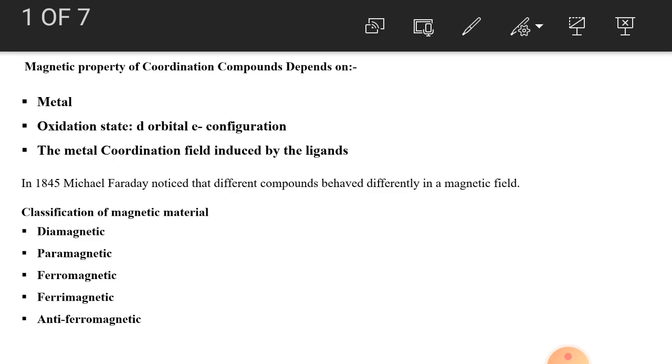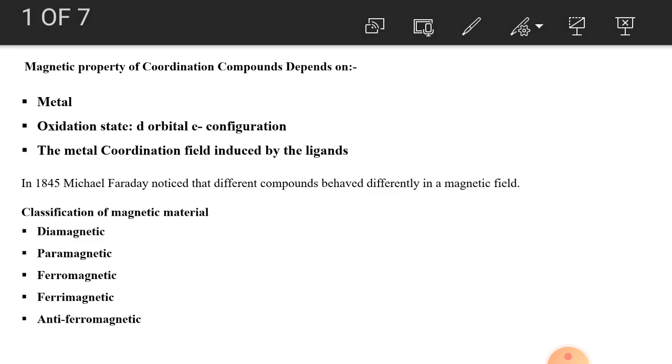the magnetic property, coordination compounds vary depending upon the different types of behavior of the coordination compound. First of all, on the basis of magnetic property, the coordination compounds are classified as diamagnetic, paramagnetic, ferromagnetic, ferrimagnetic, and antiferromagnetic compounds.